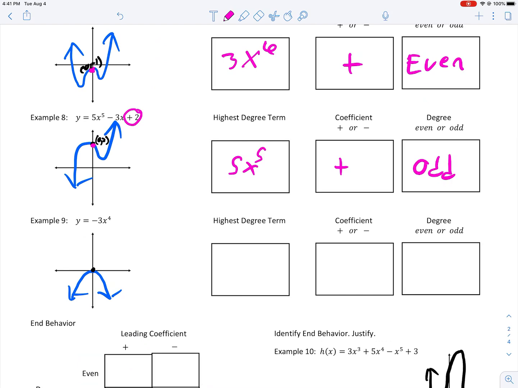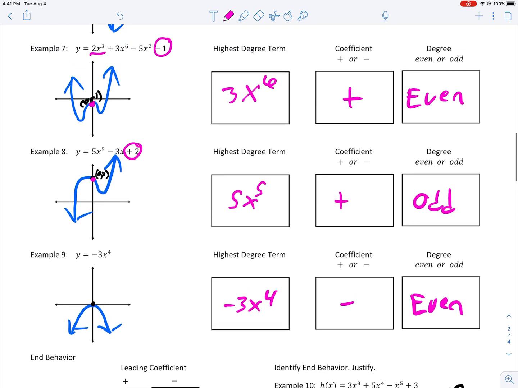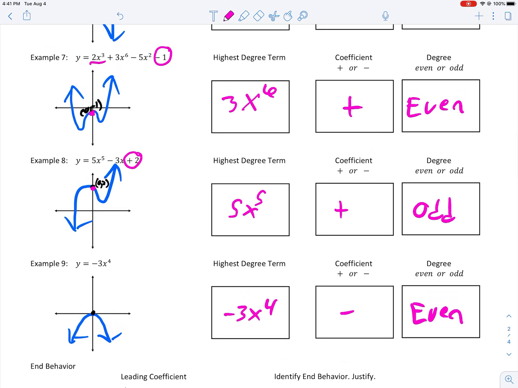All right, highest degree term, negative 3x to the fourth. There's only one. Coefficient's negative, and it's even. Well, notice, look at example 9 versus 7. They're both even, but one's a positive coefficient, one's a negative. And look how they're different. Where does 7 start and end, and where does 9 start and end? They're just opposites. Again, minus just means opposite. So if you go up for the positive, the opposite of that would be going down.